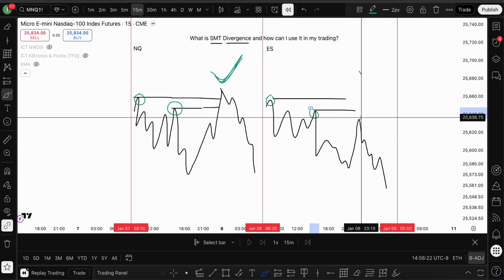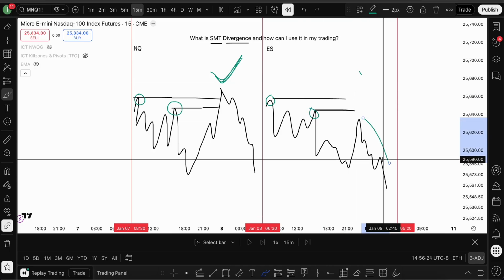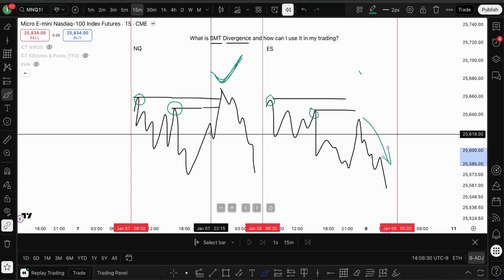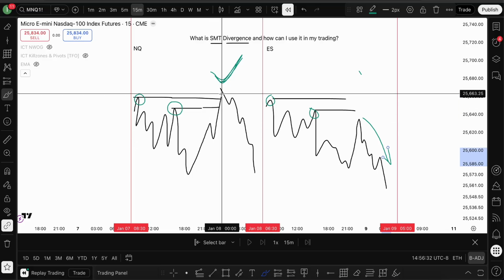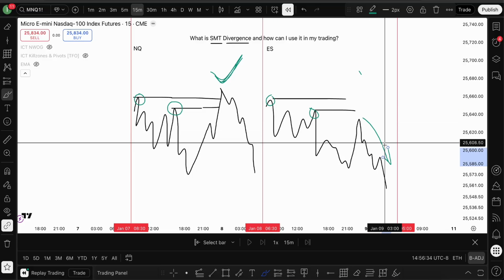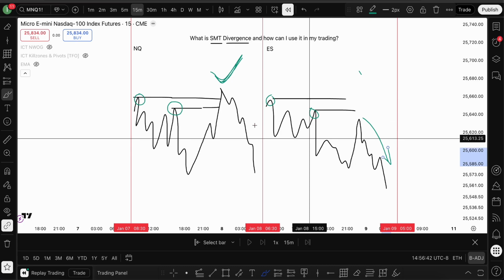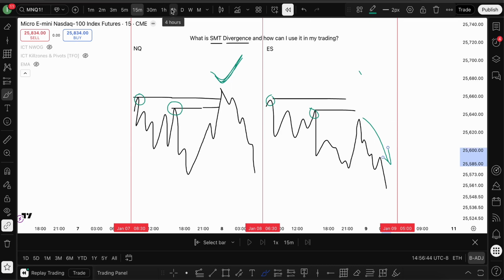So that tells us we're heading lower, and that's what an SMT is. SMT divergence is when you take out a certain key level on one of the two, and then you don't on the other pair. So that was my in-chart drawing example, and I'll show you some actual real examples on the chart.